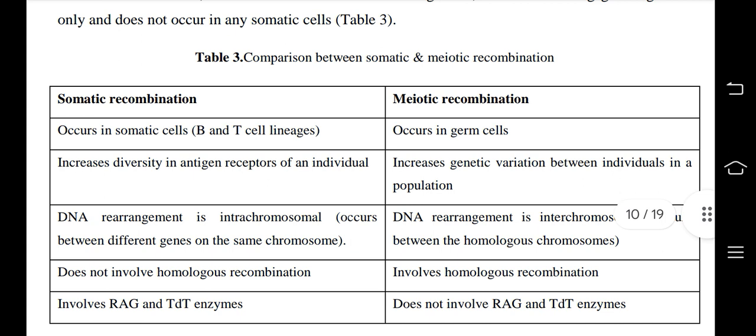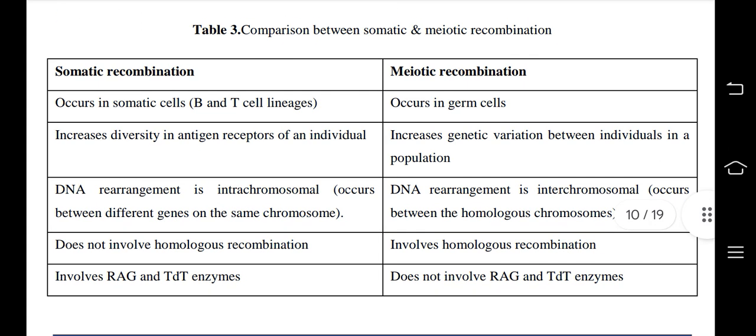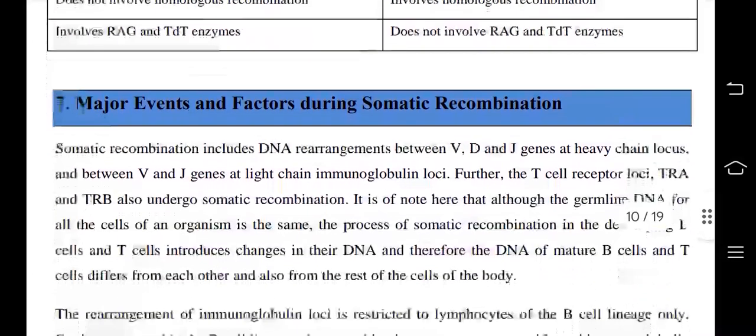Somatic recombination increases diversity in antigenic receptors of an individual. DNA rearrangement is intrachromosomal, occurring between different genes on the same chromosome. It does not involve homologous recombination, and involves RAG and TdT enzymes. Then meiotic recombination occurs in germ cells and increases genetic variation between individuals in a population. DNA rearrangement is interchromosomal, occurring between homologous chromosomes, involves homologous recombination, and does not involve RAG and TdT enzymes.